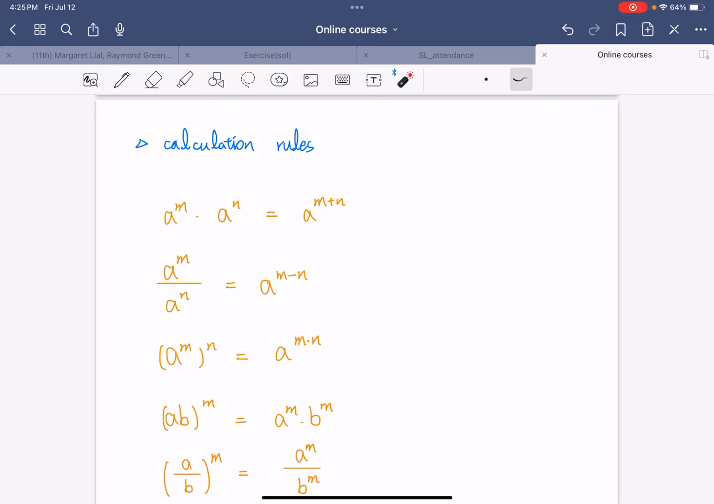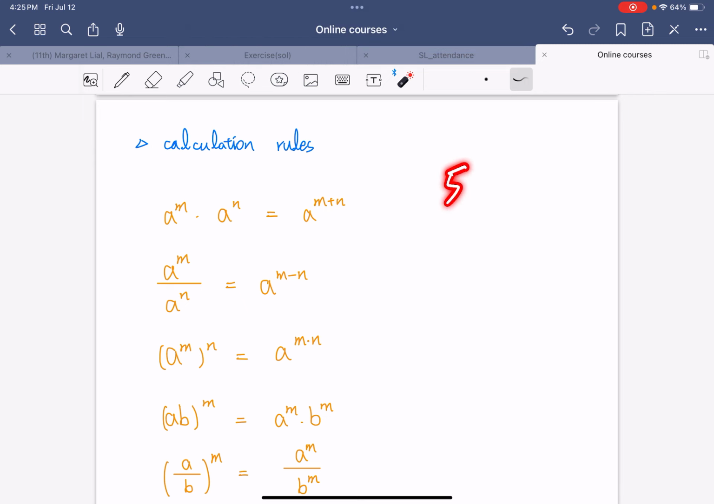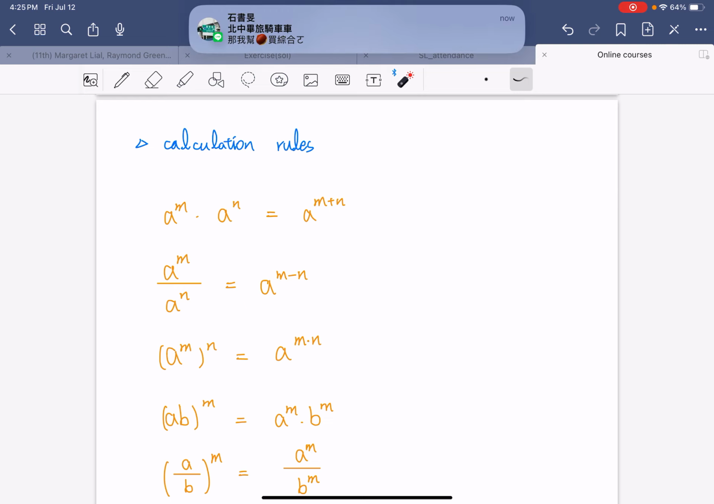Okay, so for this video, we're going to talk about the calculation rules of exponents. And let's get into it. So for traditional calculation, like we have 5 times 3, we got 15. We times those numbers directly to each other. But in this case, it's a little bit different.